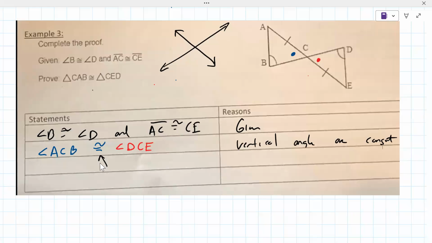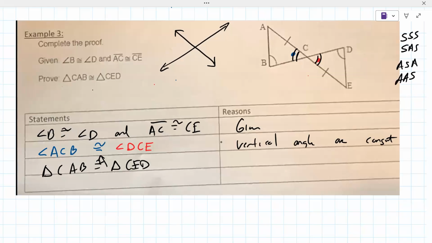I don't really know if they just added an extra line here, or maybe the other given was supposed to go another line. There's stuff like that, so keep that in mind. So we know that the angles are congruent. Do we know enough to prove that the triangles are congruent? And if so, what are we going to use? Which of these is it?